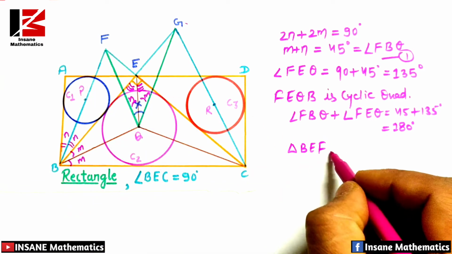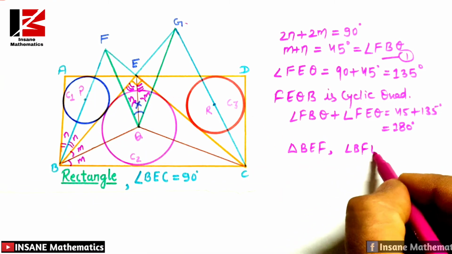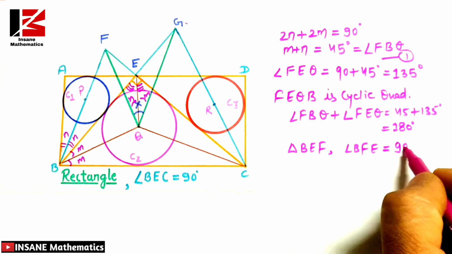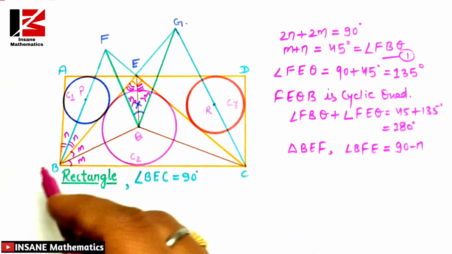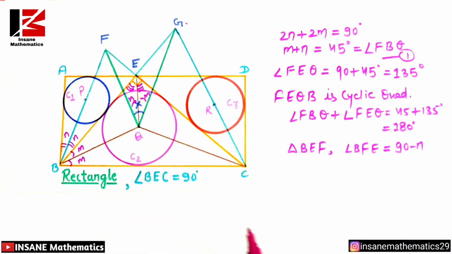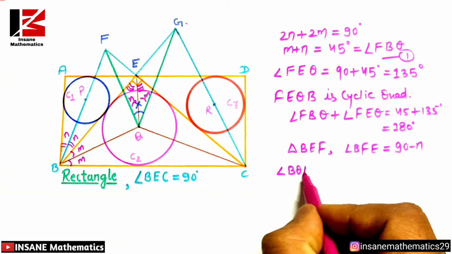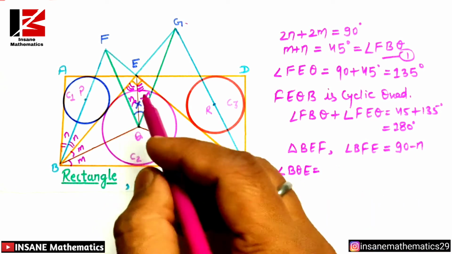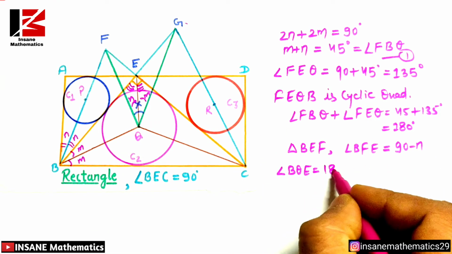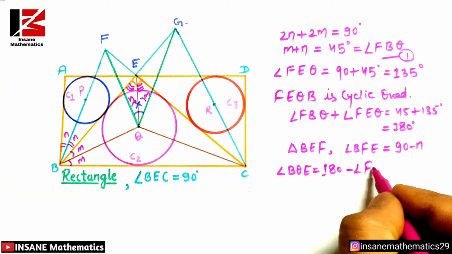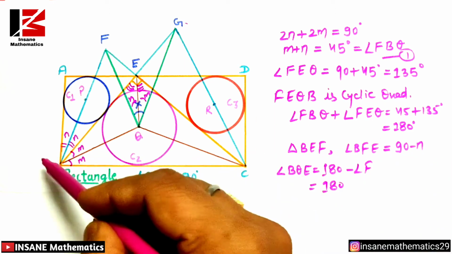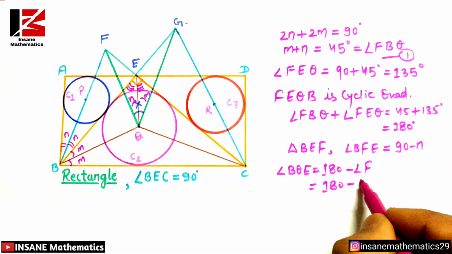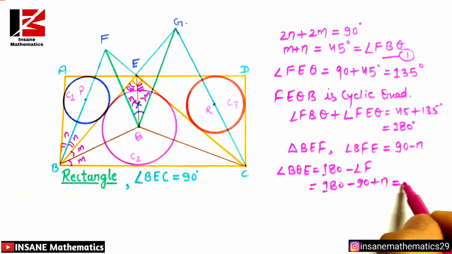Now just apply the angle sum property in the triangle BEF. We can see angle BFE will be 90 minus N. So by using the property of cyclic quadrilateral, we can find the angle BQE. Angle BQE is equal to 180 minus angle F, and 180 minus angle BFE, that is 90 minus N. So it becomes 90 plus N.